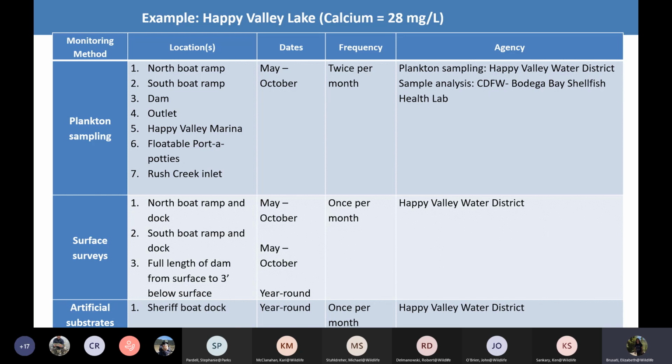They're also planning to do surface surveys at several locations, boat ramps and their dam. Again, May through October, once per month, conducted by the Water District, and also an artificial substrate at a boat dock. So this is an example of the kind of table you might want to put in your prevention plan to summarize the monitoring you're planning to do.